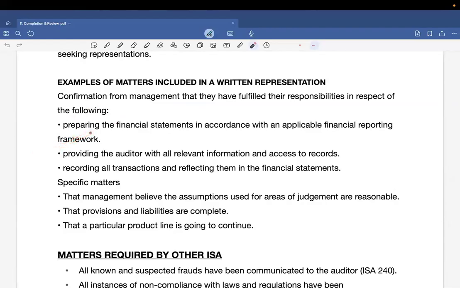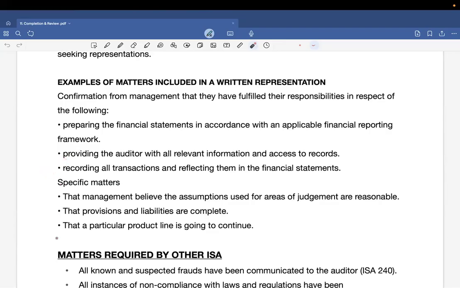So if something comes up, the auditor would say, see, in the written representation, they have told us that they have given us everything, right? So this is a must. And then another example is they're going to admit that all the transactions are actually being reflected in the FS. Clear?